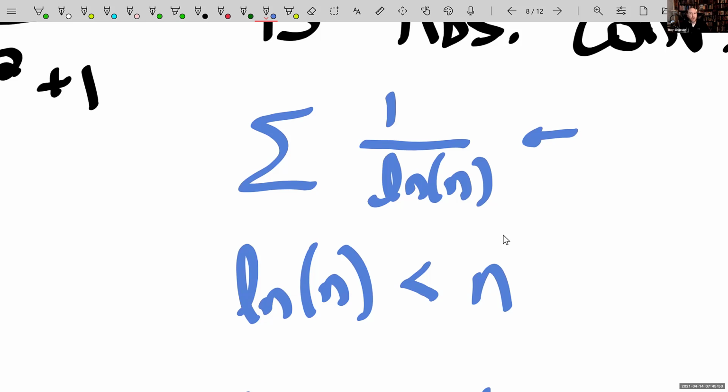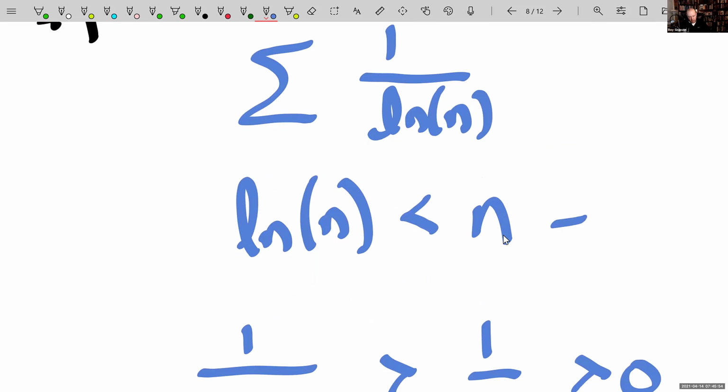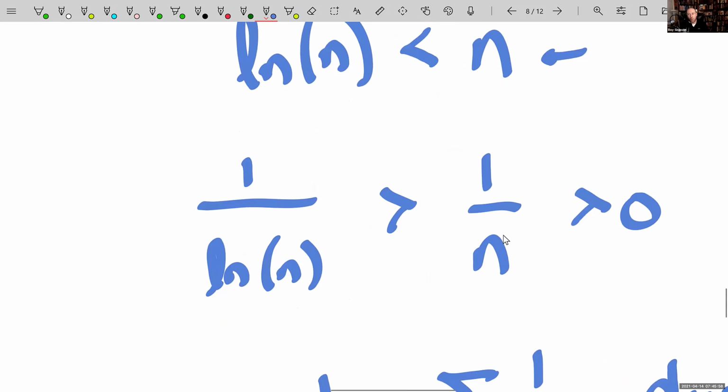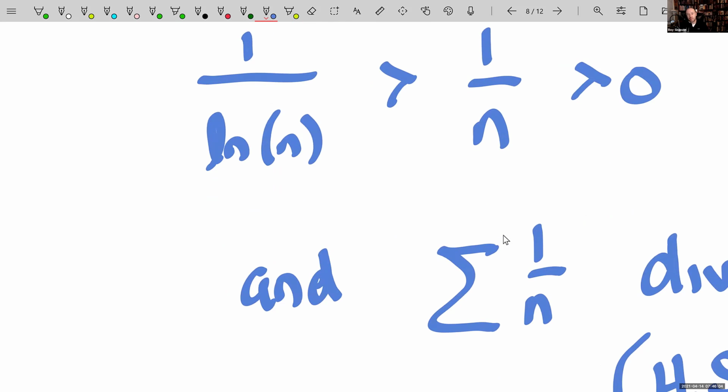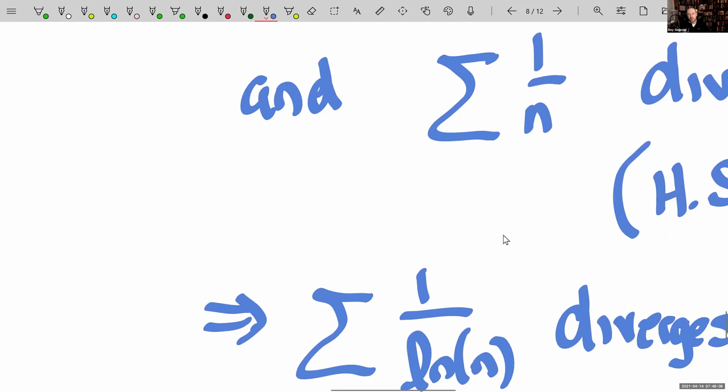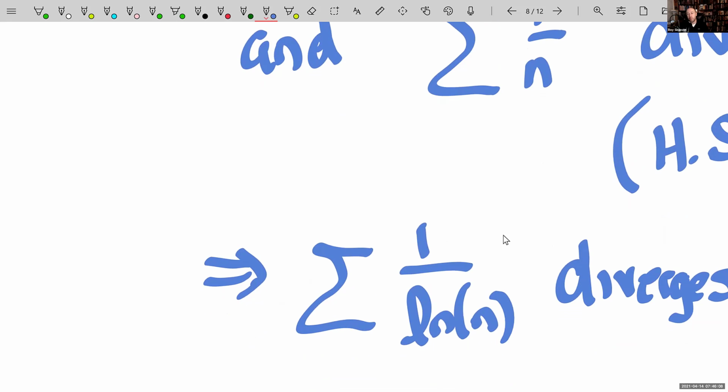We could do a limit comparison or a series comparison test. And I just decided to do a series comparison because I happen to know n is greater than the natural log of n. Therefore, 1 over the natural log of n is greater than 1 over n, and the series of 1 over n diverges. Thus, the series of 1 over natural log of n must also diverge.